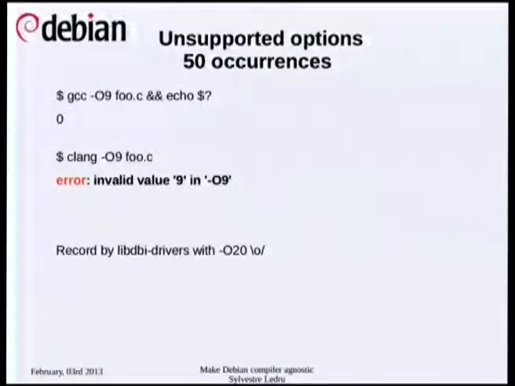One of my favorites is this one. It is an unsupported option. We have packages in the Debian archive which, instead of using -O3 or -O2, are using -O9. We even have one package which is using -O20, because maybe the developer thinks that if you use a 20, you will get 20 more optimization or something like that. We have 50 packages in the Debian archive which have this flag.